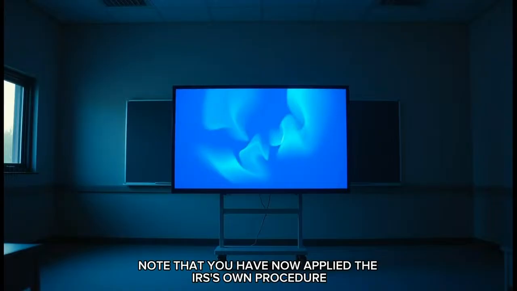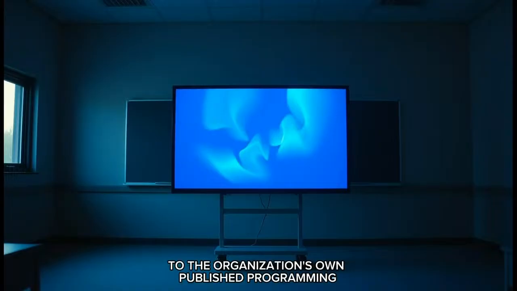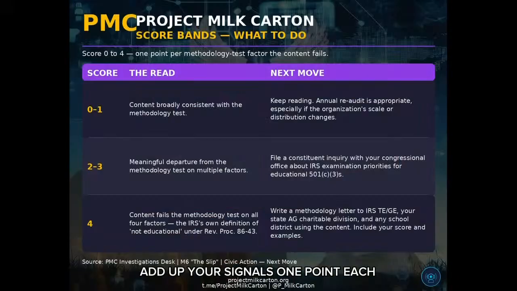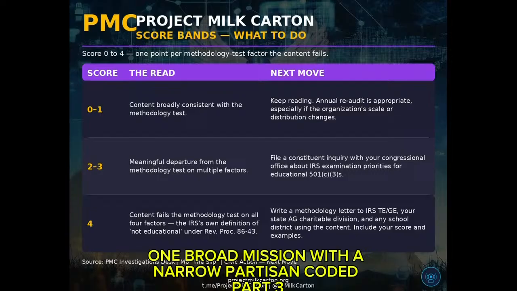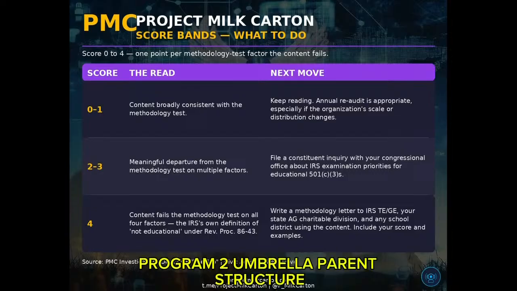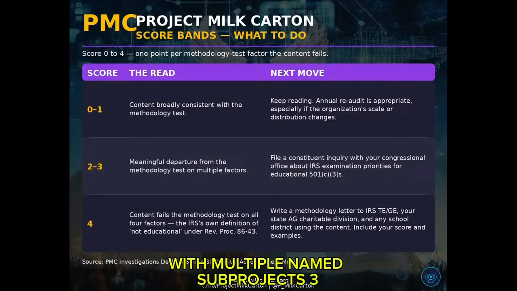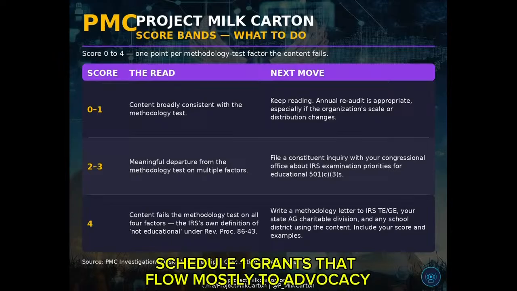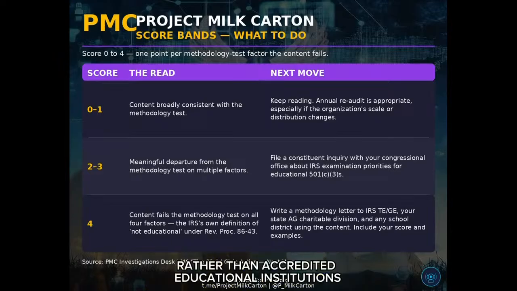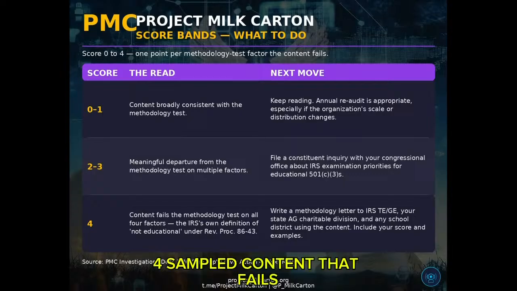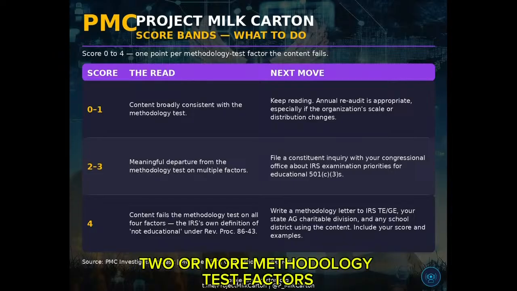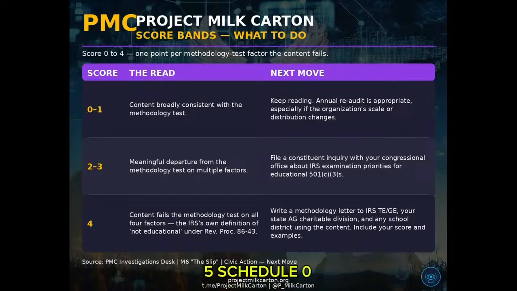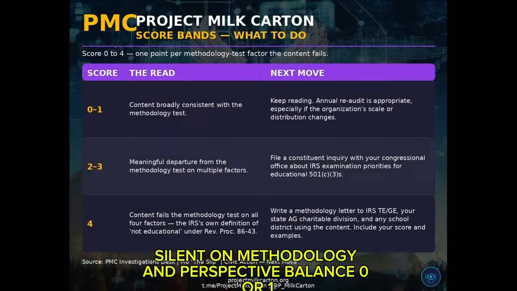You have now applied the IRS's own procedure to the organization's own published programming. Add up your signals, 1 point each. 1. Broad mission with a narrow partisan-coded Part 3 program. 2. Umbrella parent structure with multiple named subprojects. 3. Schedule 1 grants that flow mostly to advocacy rather than accredited educational institutions. 4. Sampled content that fails 2 or more methodology test factors. 5. Schedule O silent on methodology and perspective balance.